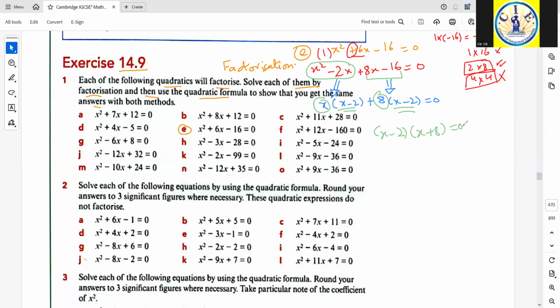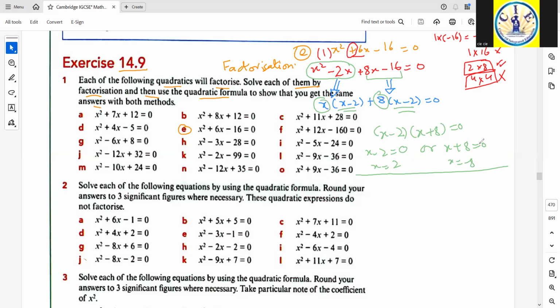Now, the product of two factors is 0. That means either one would be 0 or the other factor would be 0. This will give us x equals 2 or x equals negative 8. So this was the solution of this part using the factorization method.